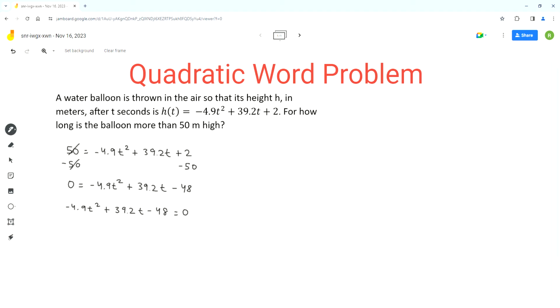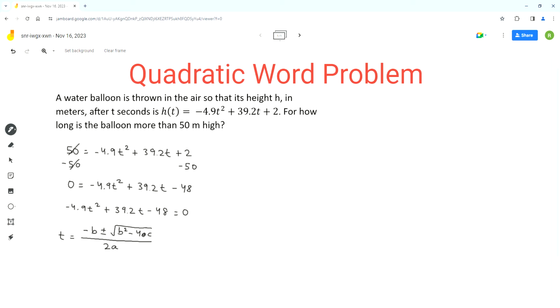Now since two of these coefficients are decimal numbers, we'll have to use the quadratic formula. Since we are solving for t, we can write the quadratic formula starting with the variable t. So t equals minus b plus minus the square root of b squared minus 4ac, over 2 times a.